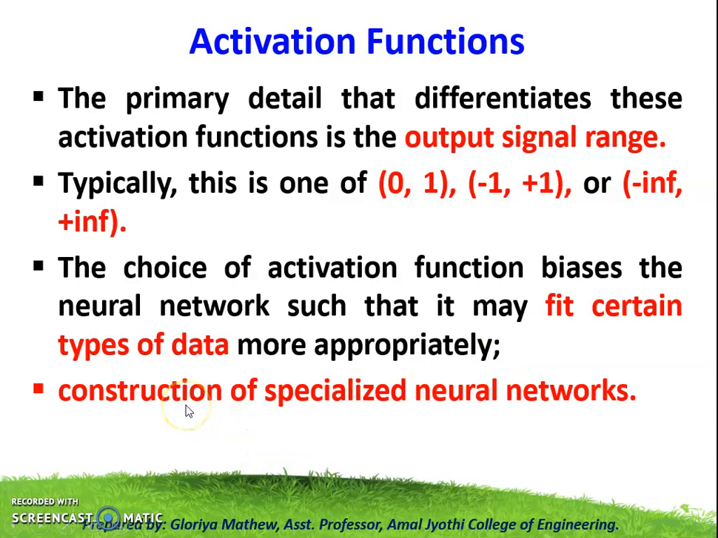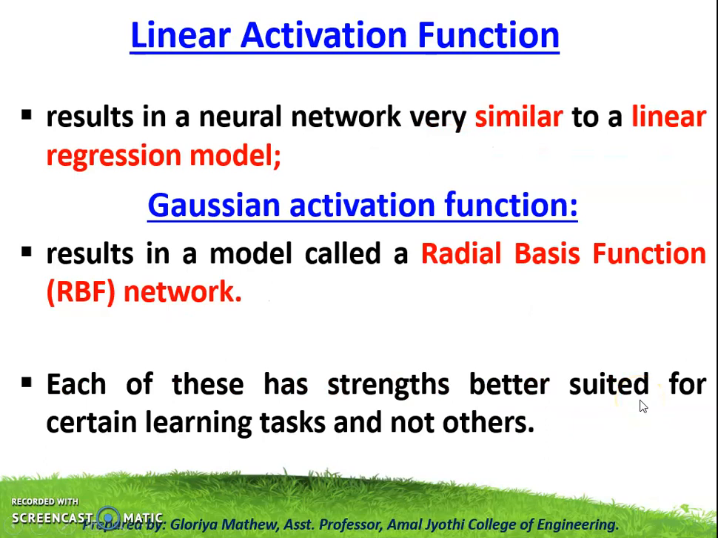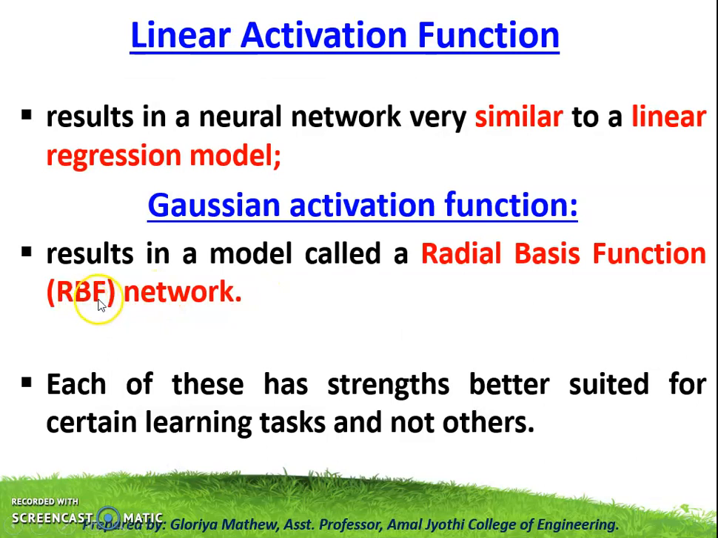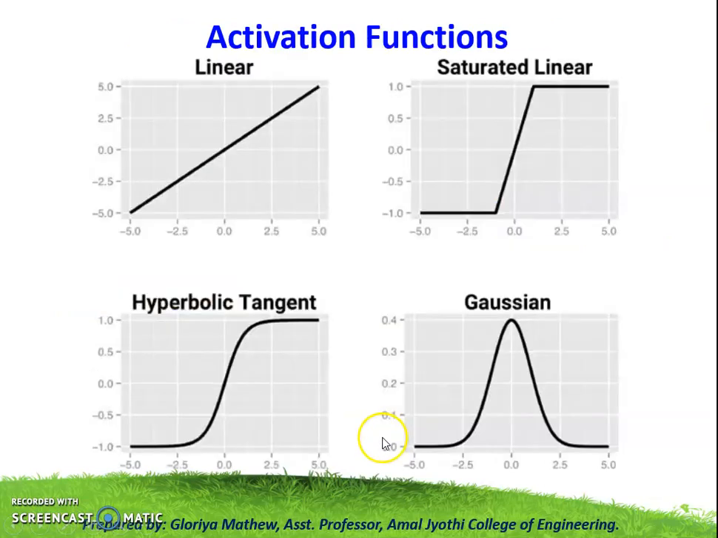Different types of activation functions can be used for the construction of specialized neural networks. Now let's discuss some other types of activation function, that is, the linear activation function and the Gaussian activation function. The linear activation function results in a neural network very similar to a linear regression model, whereas the Gaussian activation function results in a model called a radial basis function network, or RBF network in short. Each of these activation functions has strengths better suited for certain learning tasks and not others.